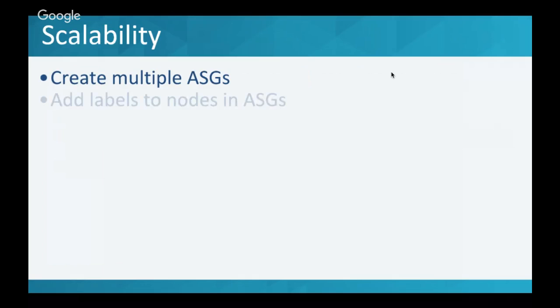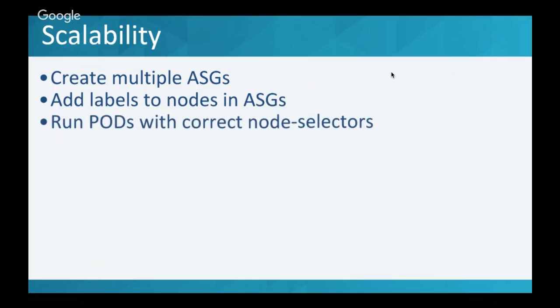And with that, we were able to achieve the thing that we wanted. Even if the whole cluster went away, all the nodes went away, and new ones came up, we can guarantee that the system pods will always run. User pods can compete in their own auto-scaling group, in their own set of resources. So that's what we did. We added labels to these nodes. We created multiple auto-scaling groups. We added correct labels to these nodes, and then we ran these pods with correct node selectors.